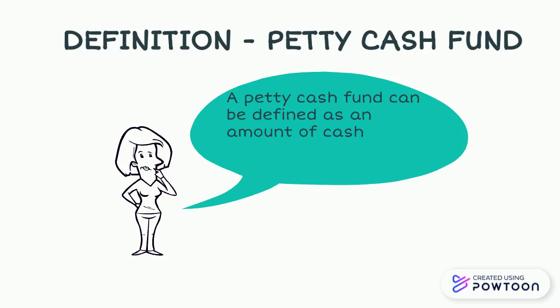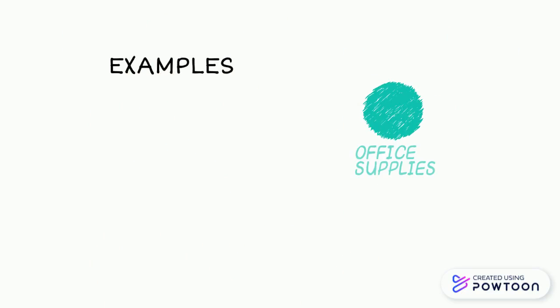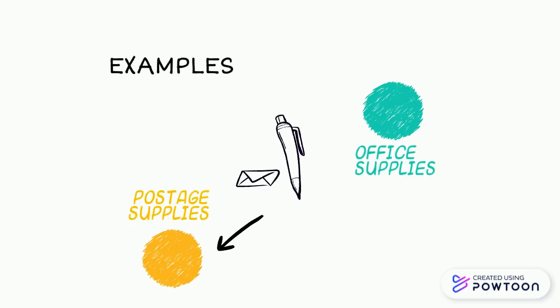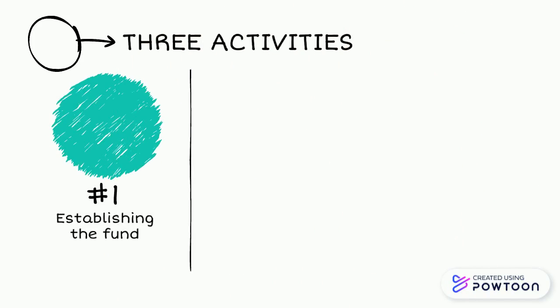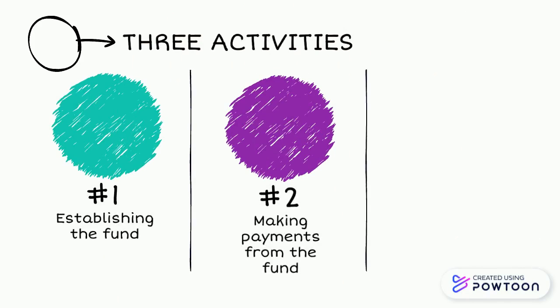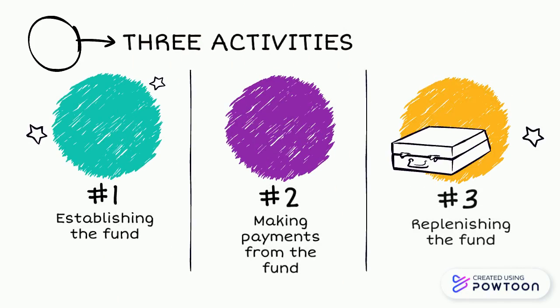A petty cash fund can be defined as an amount of cash kept on hand to pay for minor expenses. Minor expenses include office supplies and postage supplies. Petty cash involves three activities: establishing the fund, making payments from the fund, and replenishing the fund.